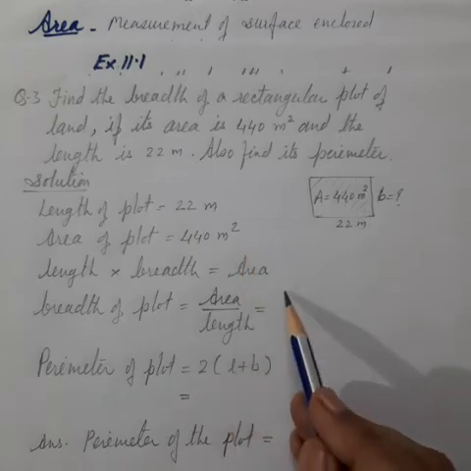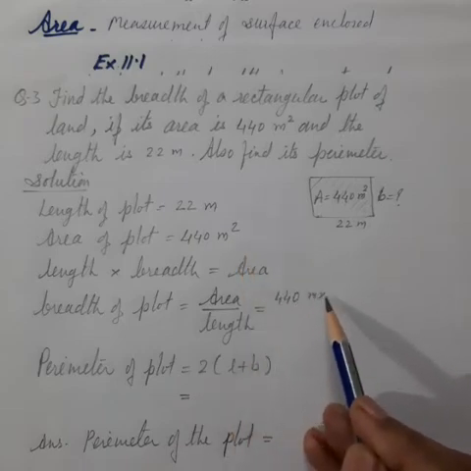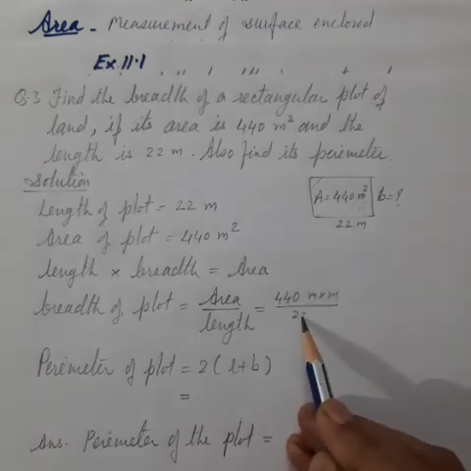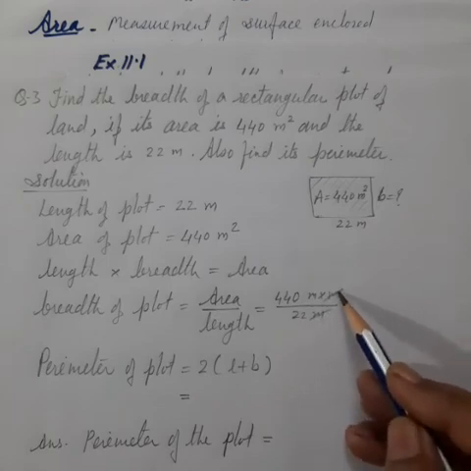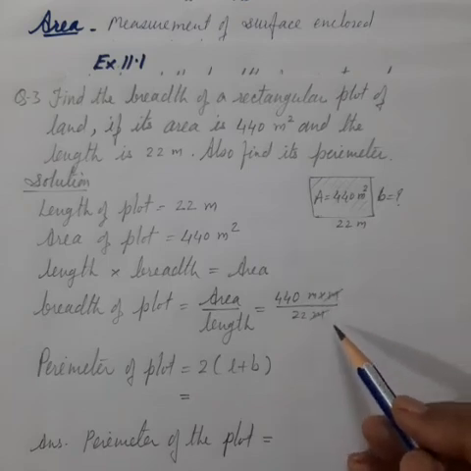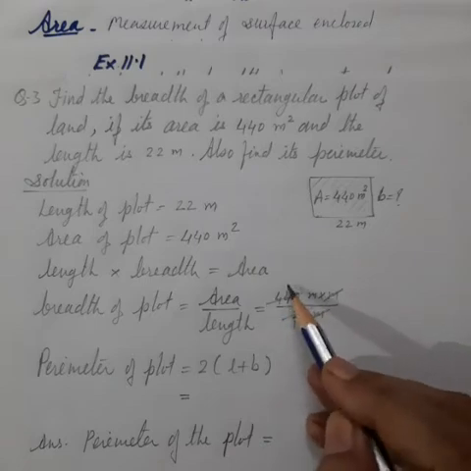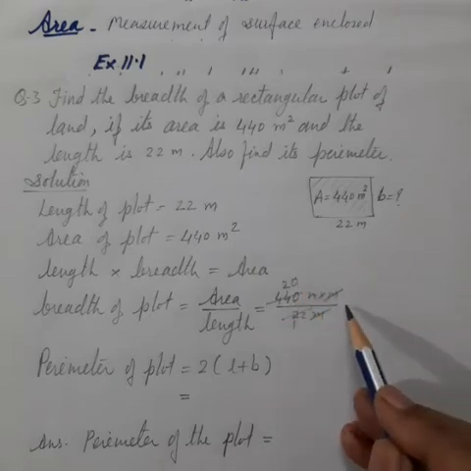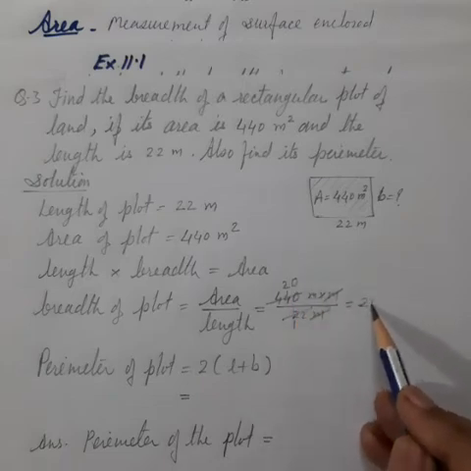Area is 440 meter square. Meter square we can write as meter into meter, and the length is 22 meter. This 1 meter and 1 meter from numerator and denominator will cancel. And now common factors we can cancel here. 22 ones are 22, 22 twos are 44, and this one 0. So the breadth of the plot we get is 20 meter.